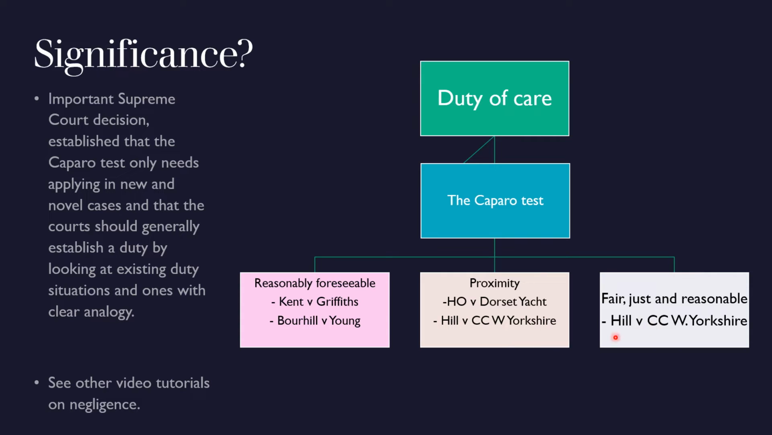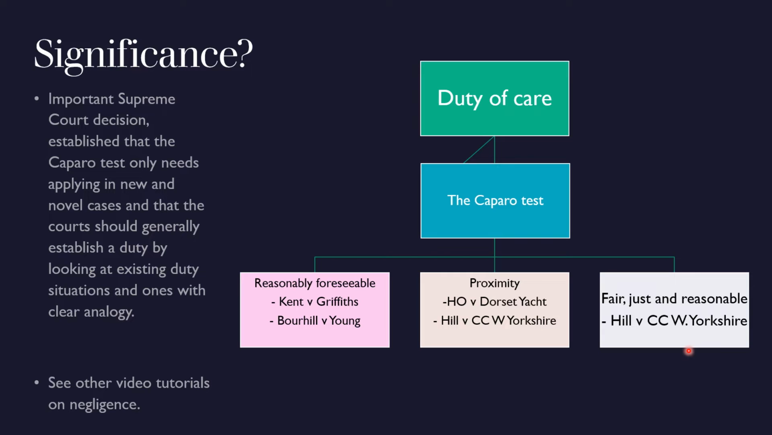And you can see that that case of Hill, a really important case, is used again here in fair, just and reasonable. So in Hill and the Chief Constable of West Yorkshire, it was held that it would not be fair, just and reasonable to find the police liable in negligence to the mother of the last victim of the Yorkshire Ripper.